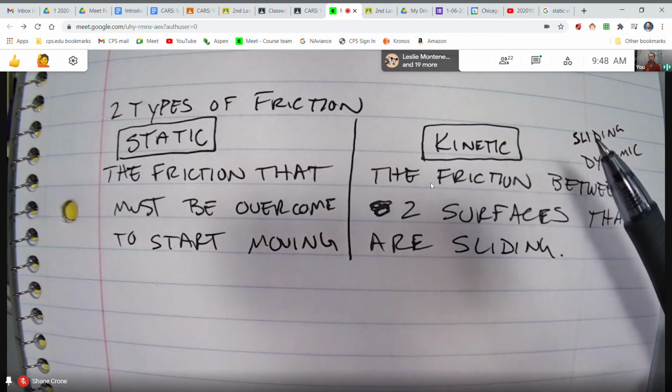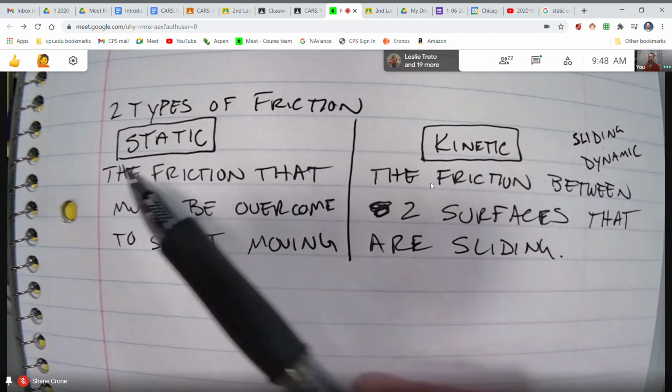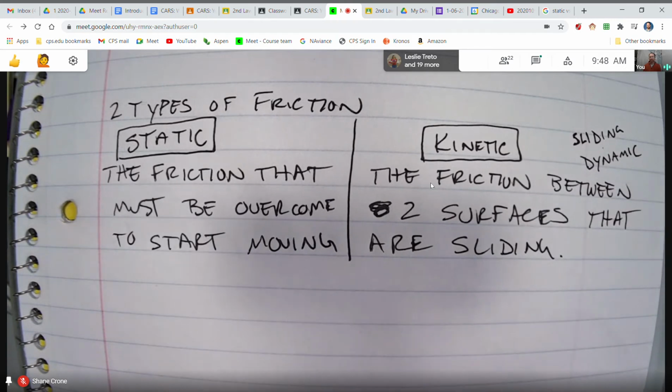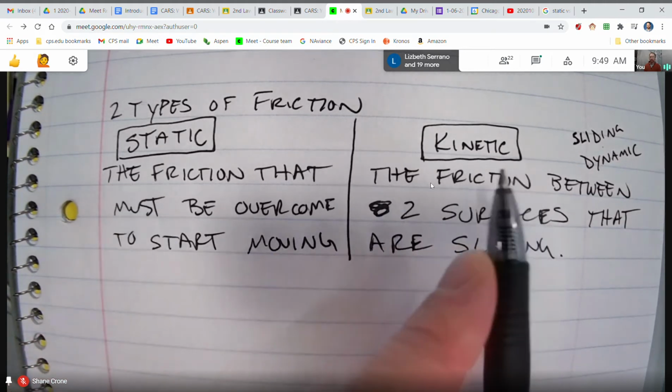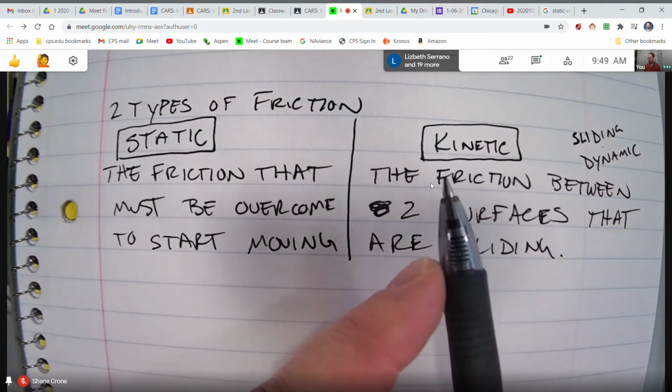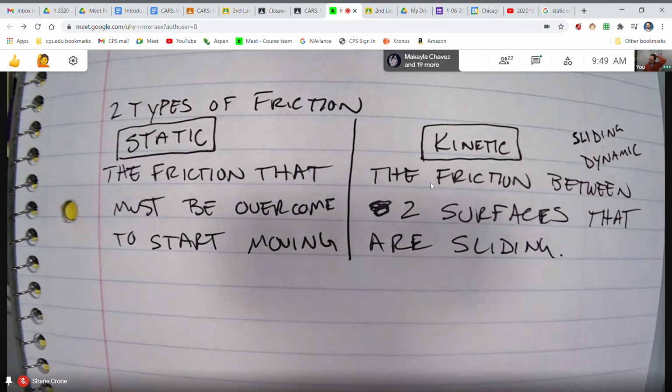I don't like using the word sliding because it has the same letter as static. So if I want to symbolize them, I can't just use the letter S, because now the letter S could be static or sliding. So I'm going to use the letter S to indicate static friction. I'm going to use the letter K to indicate kinetic friction. Okay, so let's talk a little bit about what causes the difference between these and how that actually plays out.